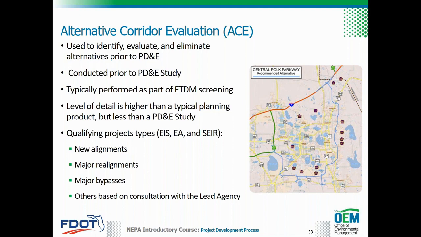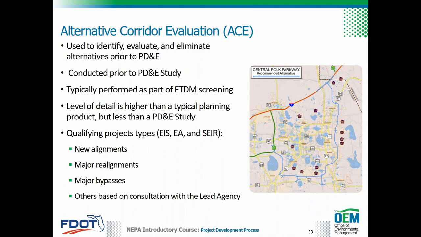area, define general travel modes and corridors, define the general environmental setting for a project, identify preliminary environmental impacts and environmental mitigation, develop and evaluate a range of alternatives to be refined in detail during the PD&E study, and document elimination of unreasonable alternatives. ACE is typically performed as part of the ETDM screening efforts that precede the PD&E phase.